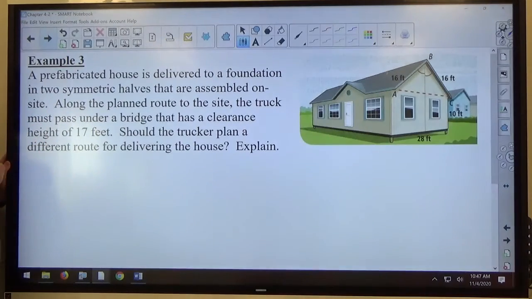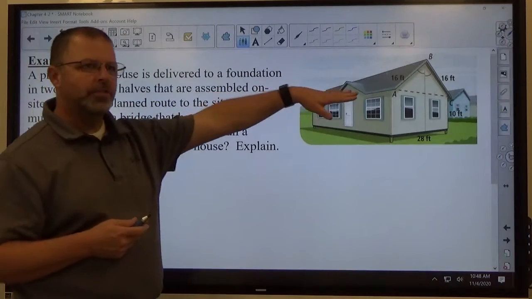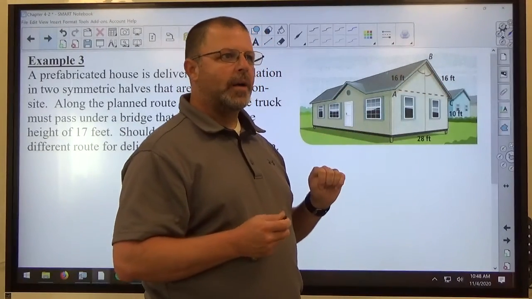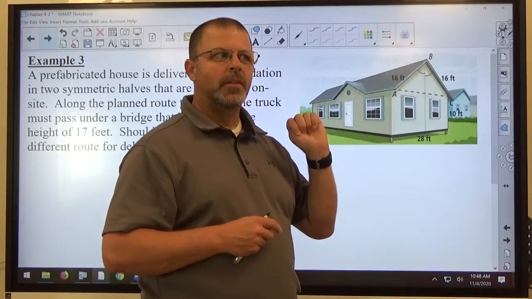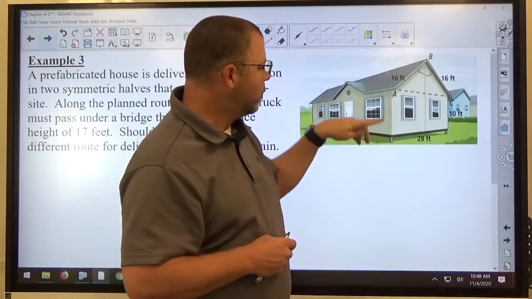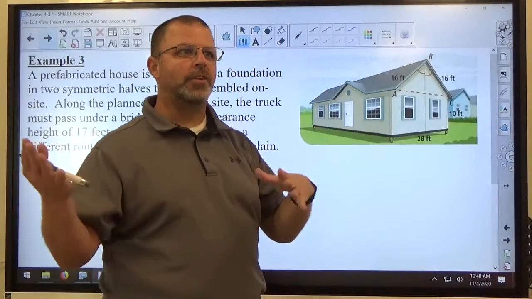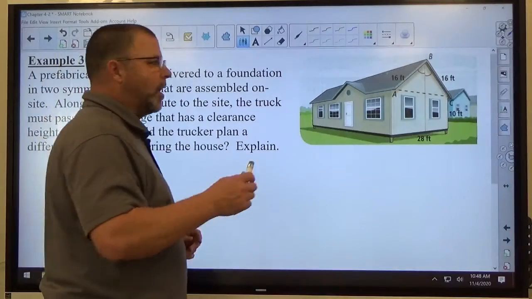Along the planned route to the site, the truck must pass under a bridge that has a clearance height of 17 feet. Should the trucker plan a different route for delivering the house? Explain. So, the main idea of this question is, this house, half and half, will be on two different trucks, and we need to make sure that it can fit under a 17-foot high bridge, right? So, the bridge is 17 feet high, we need to make sure that the top of the house does not hit the bridge, or else we have half a house laying on the highway, probably traffic backed up for miles, all kinds of bad things happening.